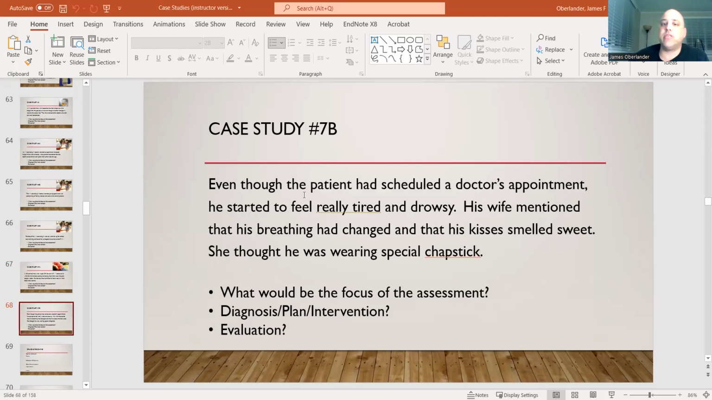All right, so same situation. Even though the patient had scheduled a doctor's appointment, he started to feel really tired and drowsy. What probably is going on with this type 2 diabetic who also has sweet smelling breath? Yes, so they're hyperglycemic. Now, some of you said DKA, some of you said HHNKS, and some of you just said hyperglycemia. Well, hyperglycemia is not specific enough because there could still be a lot of different things. So being more specific, is it DKA or is it HHNKS?